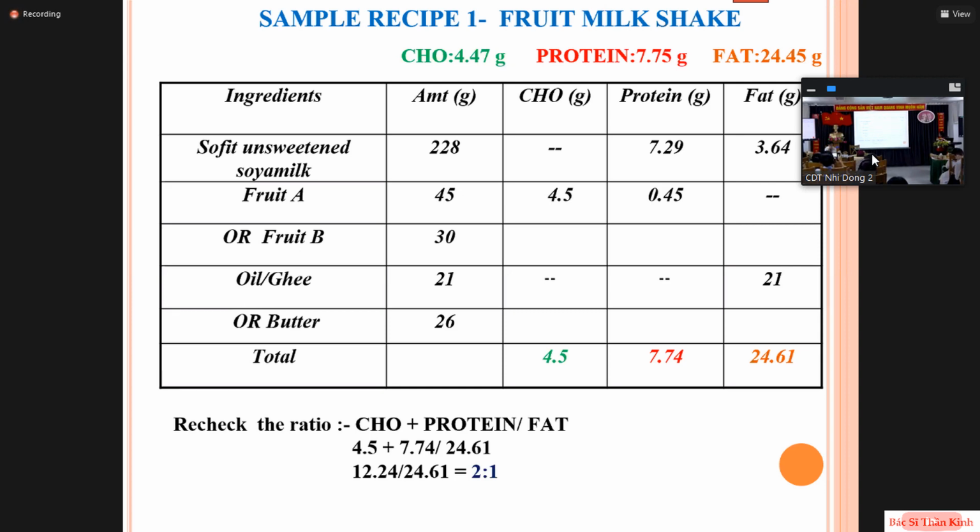We have done the carbohydrate calculation, the protein and the fat, right? Once you do this, you have to recheck the ratio because you're doing all the calculations manually, so errors can take place, right? So you divide the fat value with the carbohydrate plus protein value. The fat value is 24.61 and the carb value is 4.5 plus 7.74. When you divide that, you get the value 2. So we know that this calculation is correct.